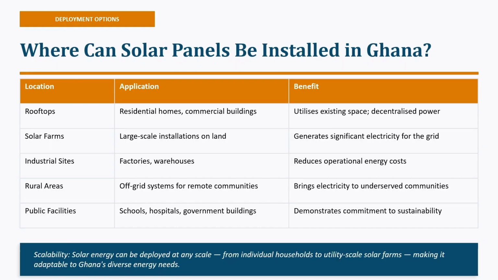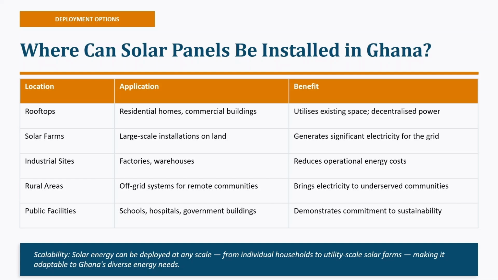So where can solar panels be installed in Ghana? So we can install solar panels on our rooftop. So once you have a building, you can put some solar panels on the roof. So in your homes, and then sometimes in your commercial buildings. So the benefit is that it utilizes the existing space. You don't have to put up any special setup or use any new space. It's already your existing space that you are using. Then secondly, you can have solar farms.